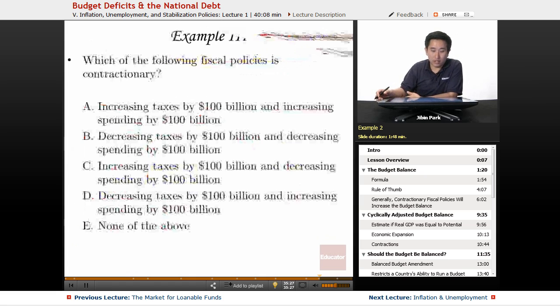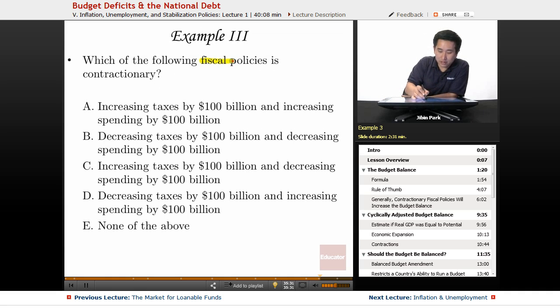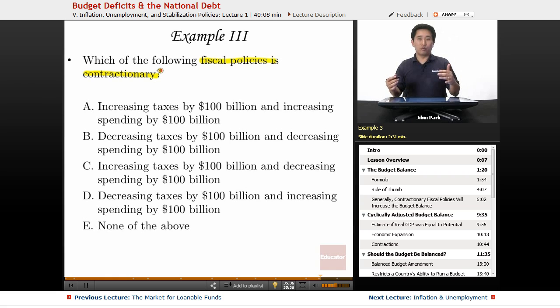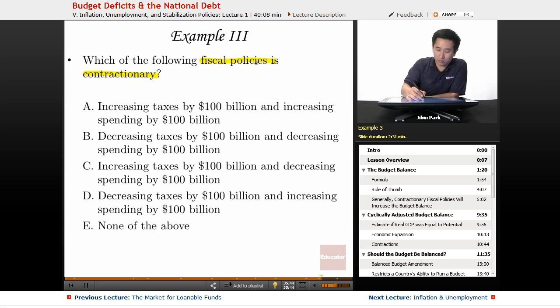Okay, let's go ahead and look at example number 3 right here. Okay, which of the following fiscal policies is contractionary? So again, what is contractionary? It means that you want to decrease the aggregate demand. And again, there's 3 different tools that are commonly used for contractionary fiscal policy.